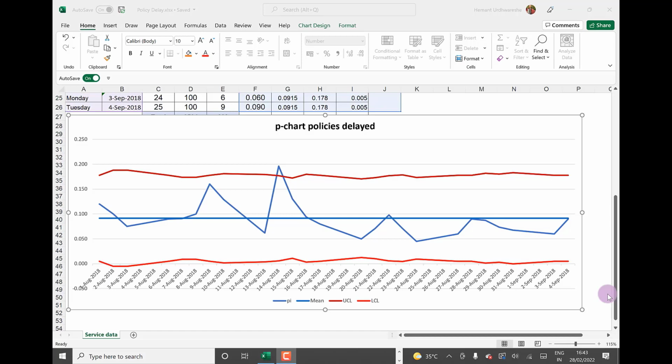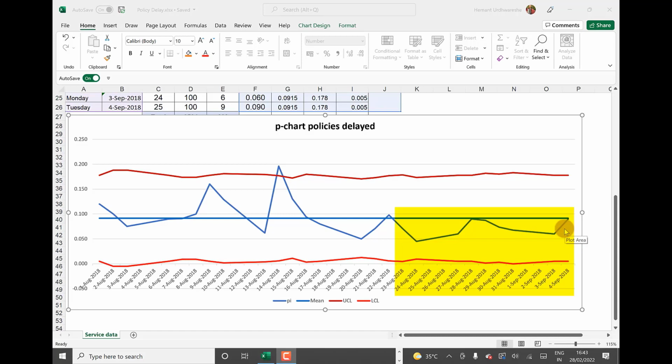Could you identify? For those who could, congratulations. From 23rd August to 4th September, there are 9 consecutive points below the center line. Now there are so many points below the center line, 9 points one after another. It's called a long run, as we have seen in the previous video.